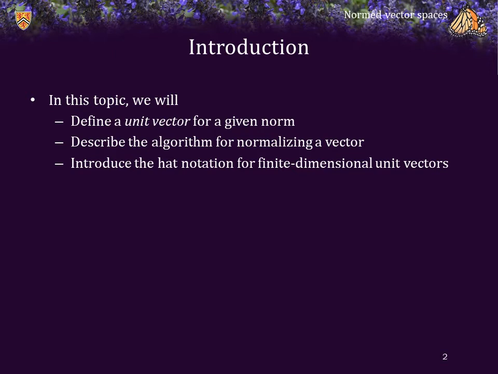So, in this topic, we will define a unit vector for a given norm. We will describe the algorithm for normalizing a vector, and then we will introduce the hat notation for finite dimensional unit vectors.